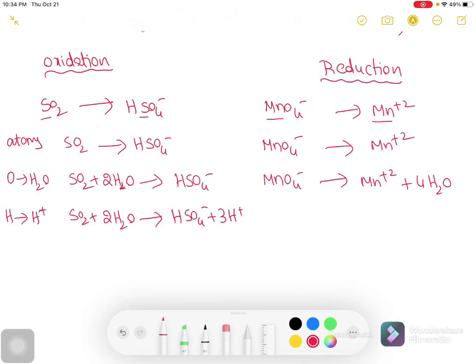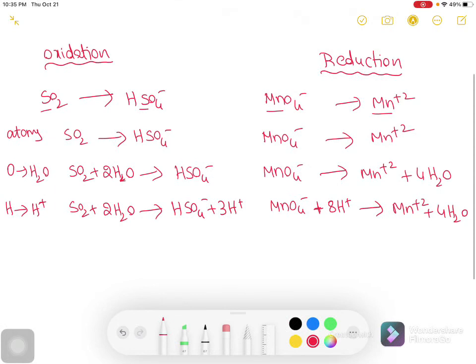And then if you observe the reduction reaction, in MnO4 minus there are no hydrogens, in Mn plus 2 no hydrogens, and in 4H2O the number of hydrogens is 8. On the left side there is no hydrogen, and we need 8 hydrogens, so for balancing these hydrogen atoms we have to take 8H plus: MnO4 minus plus 8H plus gives Mn plus 2 plus 4H2O. So this is hydrogen balancing.